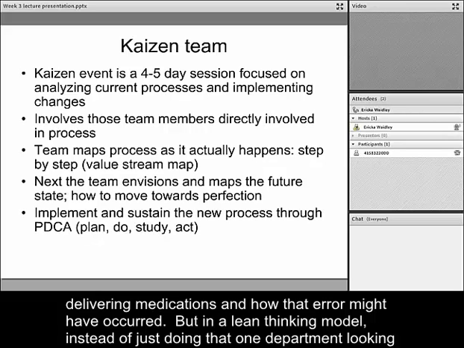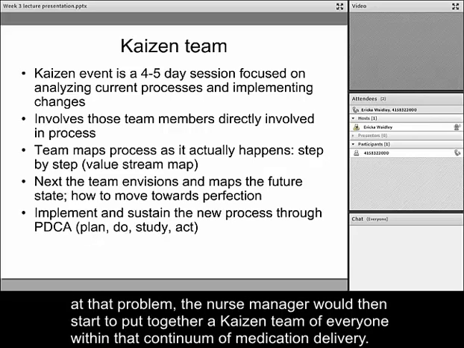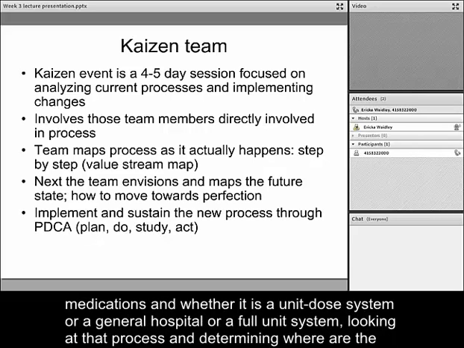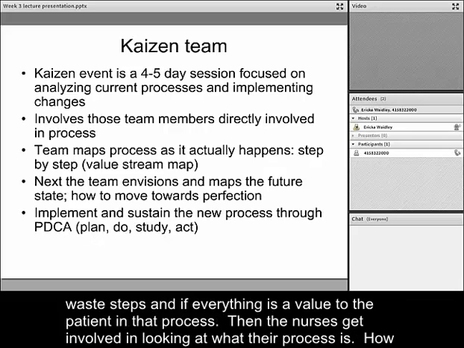But in a lean thinking model, instead of just doing that one department looking at that problem, the nurse manager would then start to put together a Kaizen team of everybody within that continuum of medication delivery, starting with the vendor, going to the pharmacy and which products the pharmacy buys, looking at the process in the pharmacy of distributing medications and whether it's a unit dose system or a general hospital or a full unit system, looking at that process and determining where are the waste steps and if everything is of value to the patient in that process.